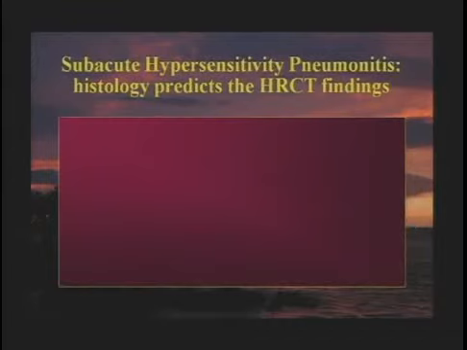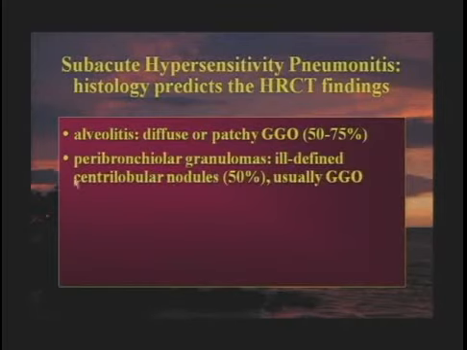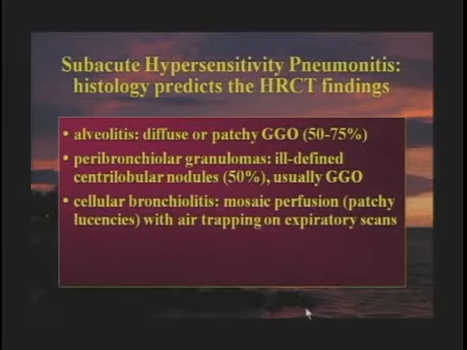Now, typically patients with hypersensitivity pneumonitis present in the subacute stage, and the appearance that we see on high-res CT goes along with the histology that is present. It's a very nice correlation. These patients have an alveolitis with alveolar wall infiltration, and that appears as diffuse or patchy ground glass opacity. They have peribronchiolar granulomas that are very ill-defined, and those result in the appearance of ill-defined centrilobular nodules of ground glass. And they also have a cellular bronchiolitis that causes mosaic perfusion, and that's patchy lucencies with air trapping.